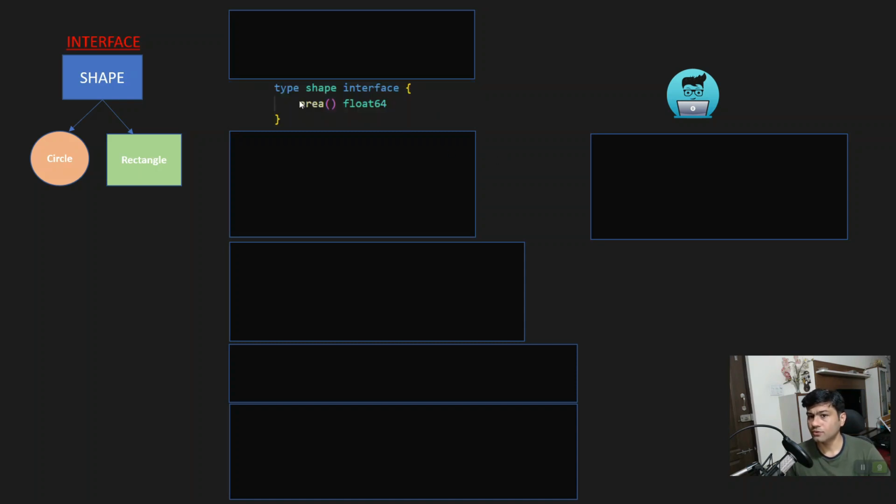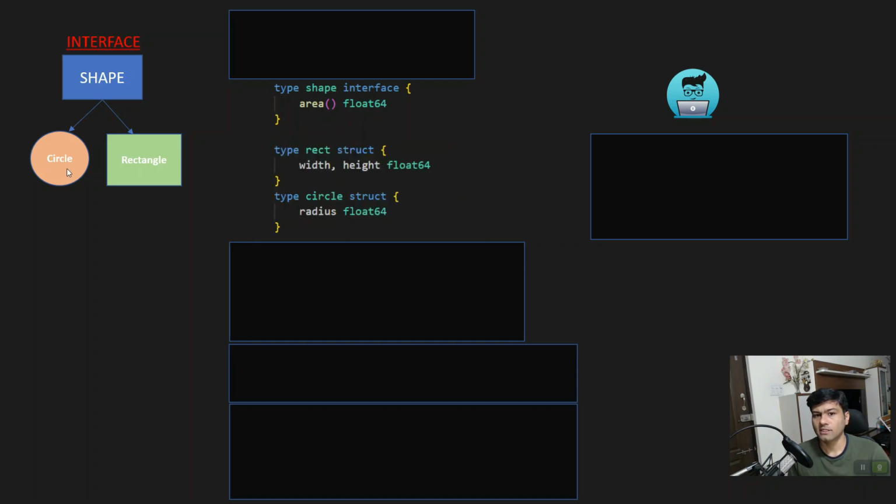First, we have to declare the interface. So type, then the name of the interface, and then interface. And inside that, we have to add the functions which we want to add into the interface. For example, we are adding here Area, and float64 is the return type of Area. So we have created one interface.